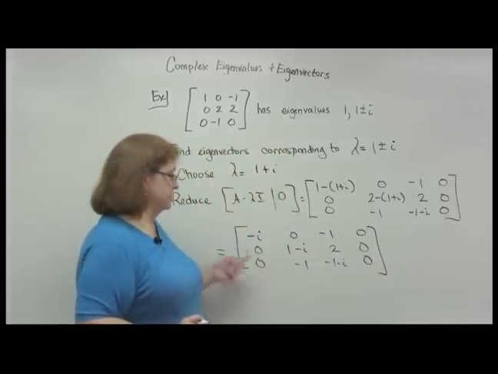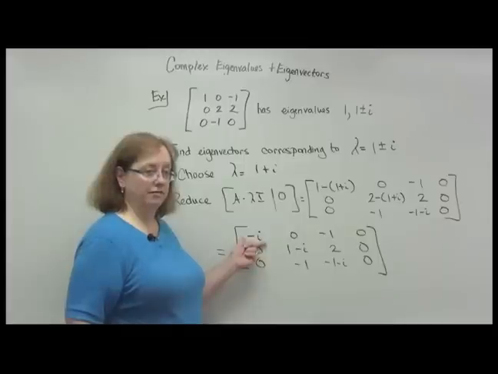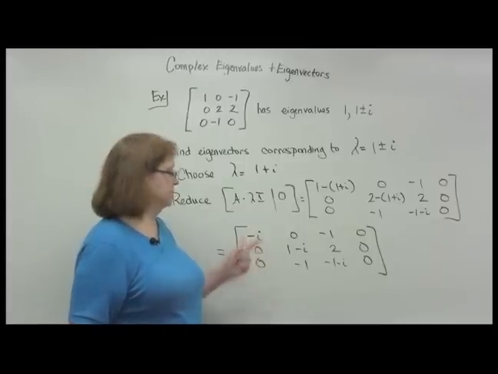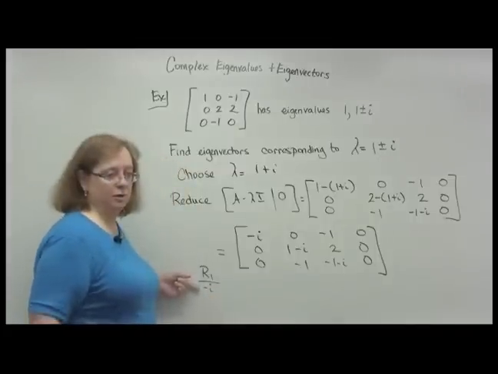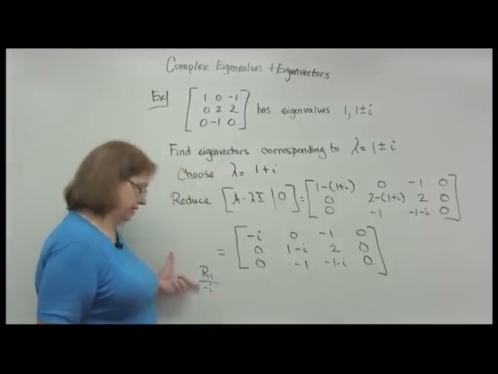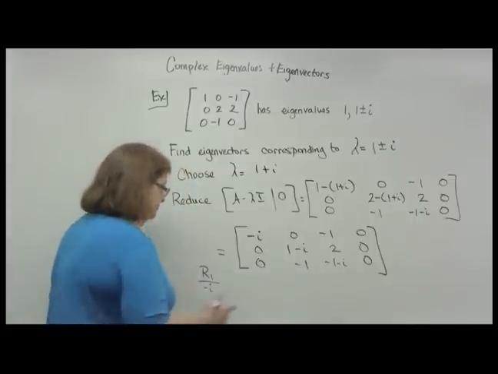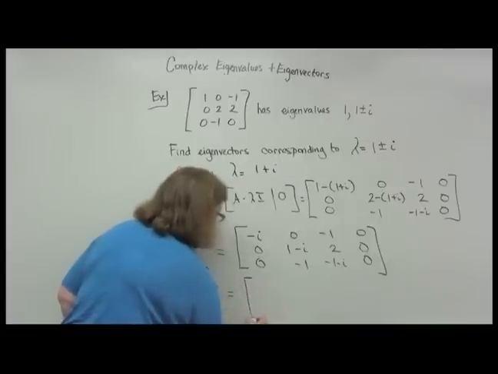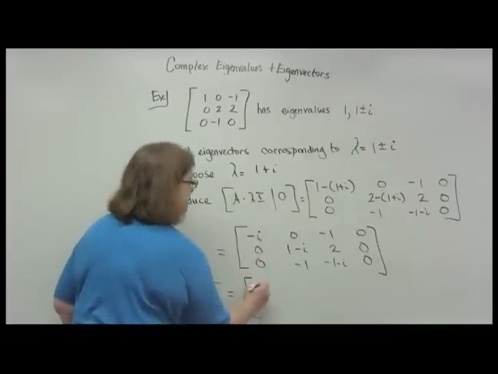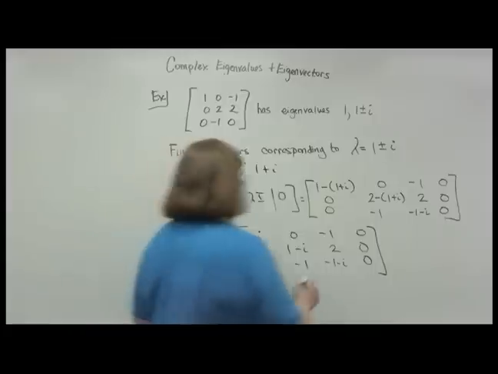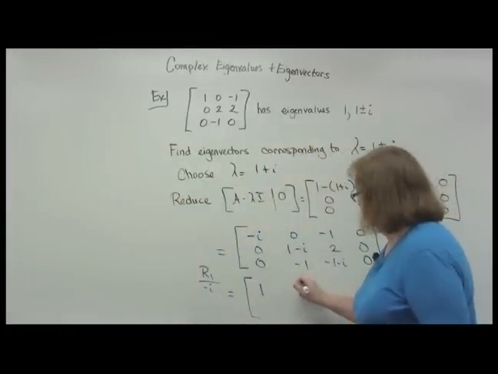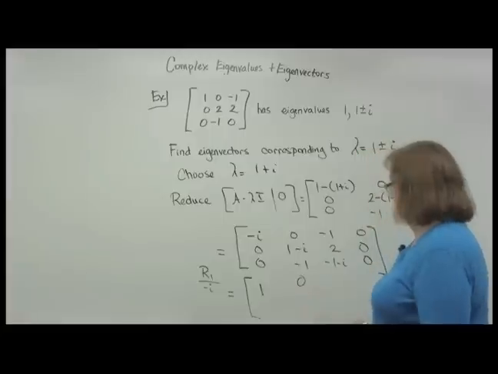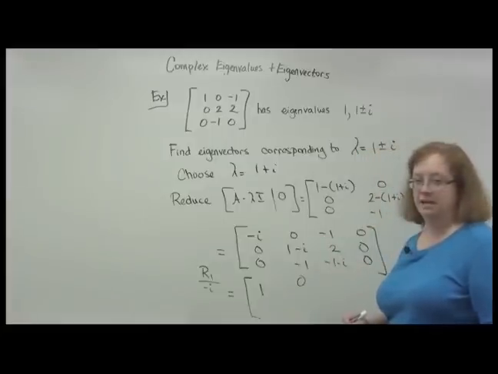Okay, I know that to reduce it I want to start by getting a 1 in the upper left. So my first step is going to be to divide row 1 by negative i. Or you could say it's the same as multiplying row 1 by 1 over negative i. Whatever. I will get negative i divided by negative i, 1. 0 divided by pretty much anything, except for 0, is 0. Oh, what's negative 1 divided by negative i?